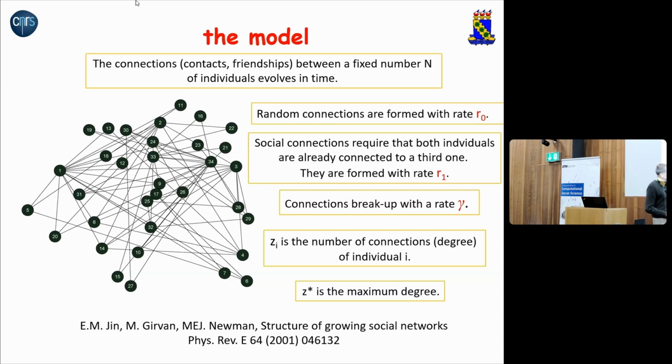And so there exists a rate R0 for the random contacts and a rate R1 for the social contacts. And then there is a third parameter in the game, which is the breakup rate for contacts. So contacts can be formed and can be broken again. And finally, another detail is that we have a maximum degree of possible contacts per individual. There must be, otherwise it will run out of hand. So that's the basic model.